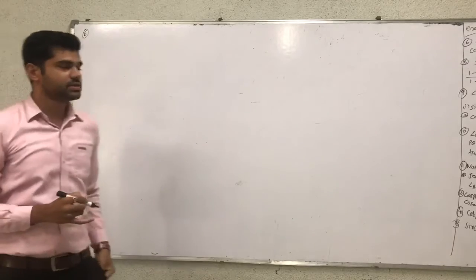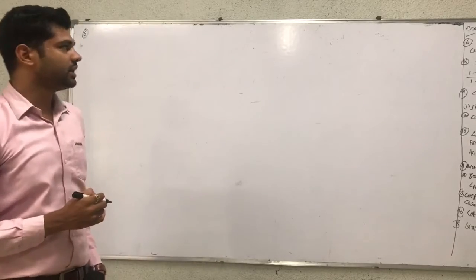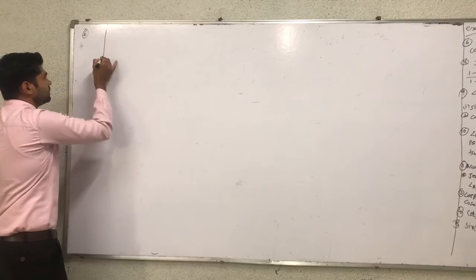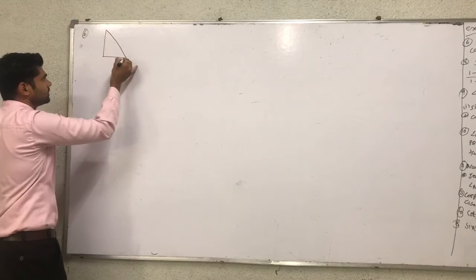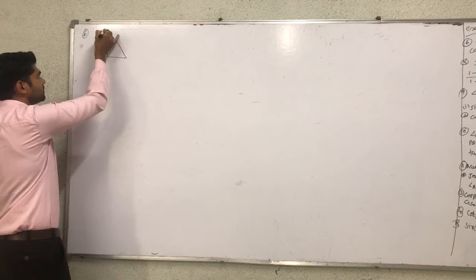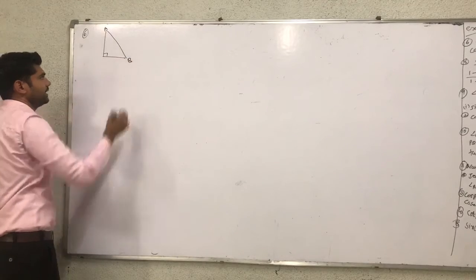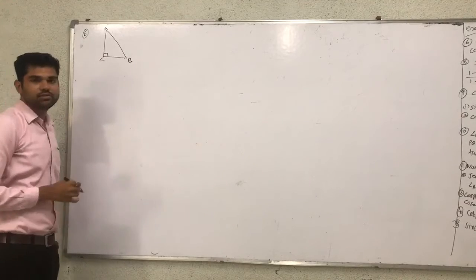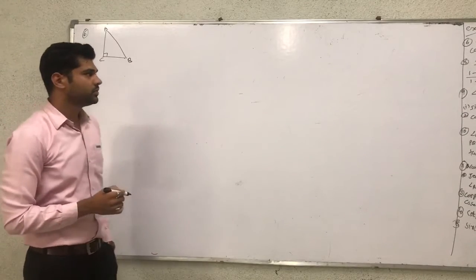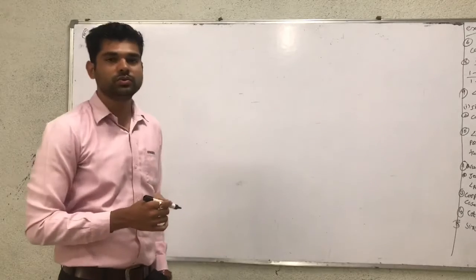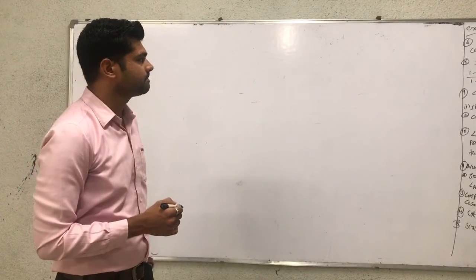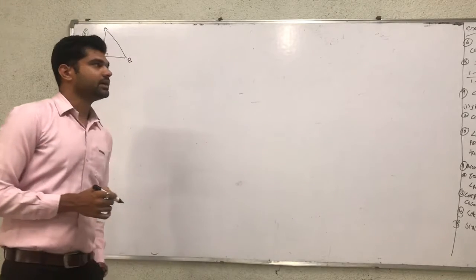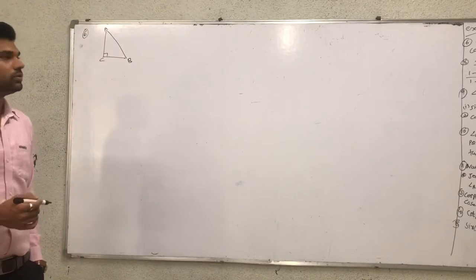In question number 6, angle A and angle B are acute angles. In triangle ABC, angle C is equal to 90 degrees. Then prove that cos A is equal to cos B. Angle A equal to angle B, we have to prove.